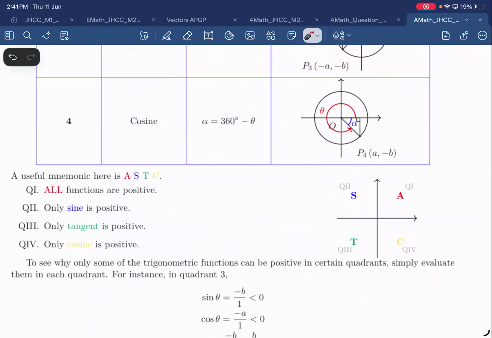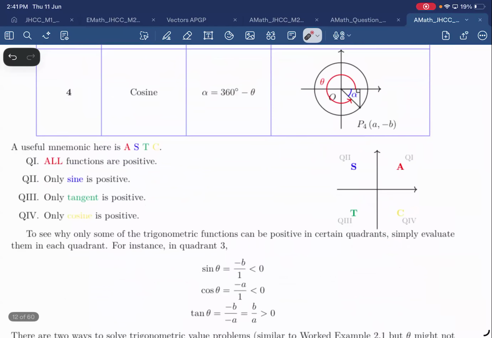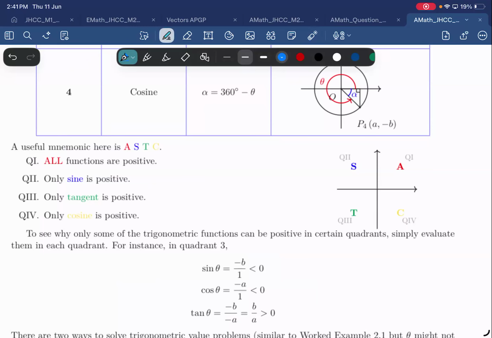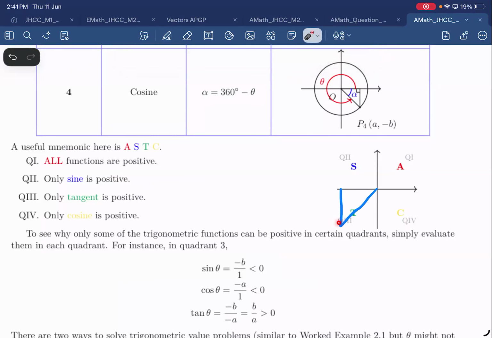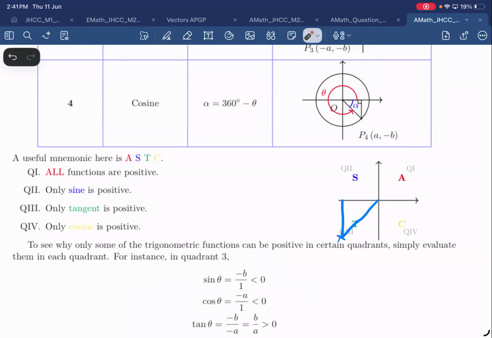The next portion will justify why this is so. Maybe we can look at a case, for quadrant three. Let's say you have an angle in quadrant three. What is going to be positive and what is going to be negative? If you have a point here, you see that the x coordinate is negative and the y coordinate is also negative.